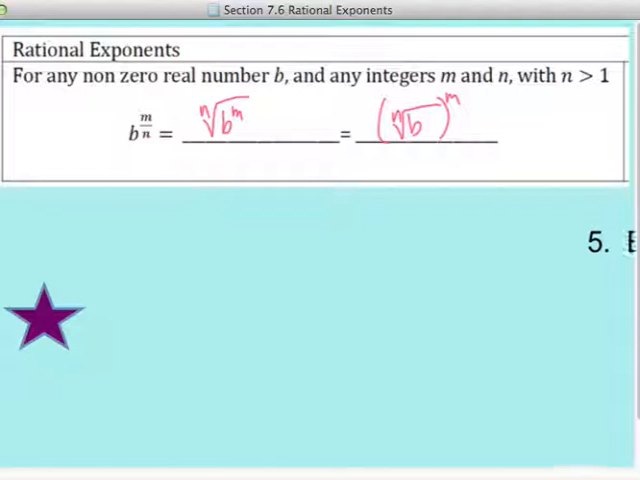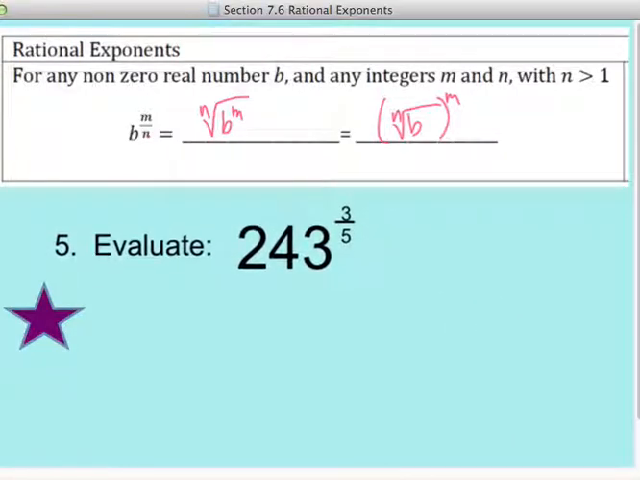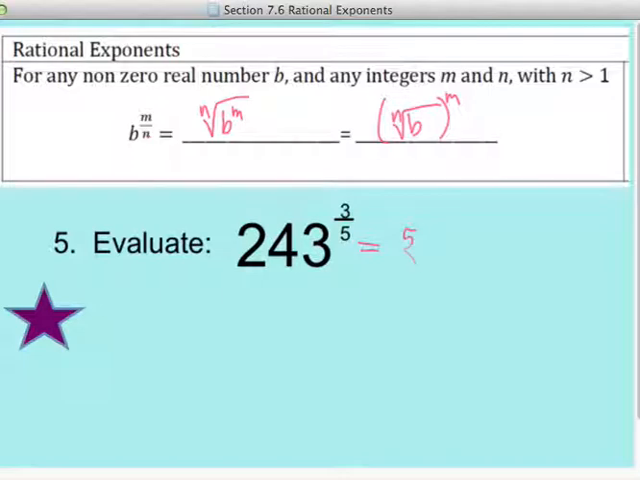Okay. So example 5 says evaluate 243 to the 3/5 power. Well, I would see, can I take the 5th root of 243? Because I want to get a smaller number if I can first, and then take it to the 3rd. And if I try the 5th root of 243 on my calculator, I get that it is 3. And so it's 3 to the 3rd, which we know is 27.